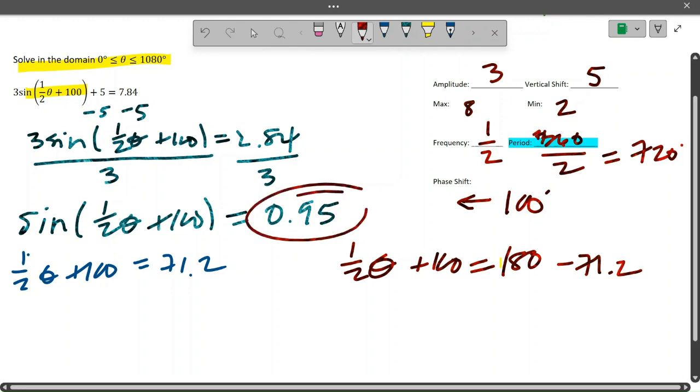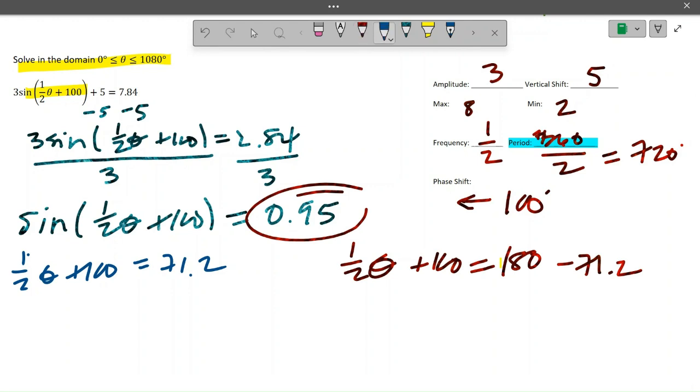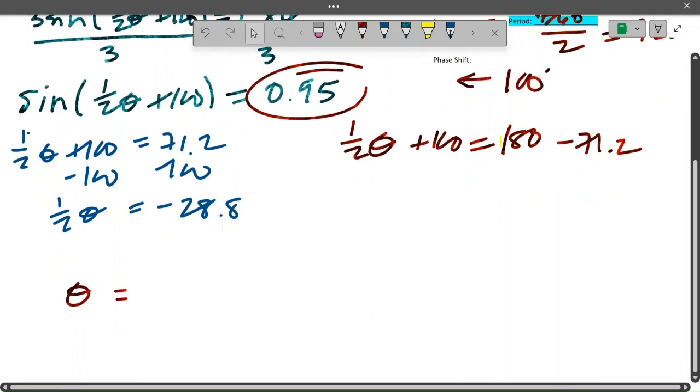Okay, now I'm just going to simplify the left side. So I'm subtracting 100 from both sides. When I do that, I get half of theta equals negative 28.8 degrees.